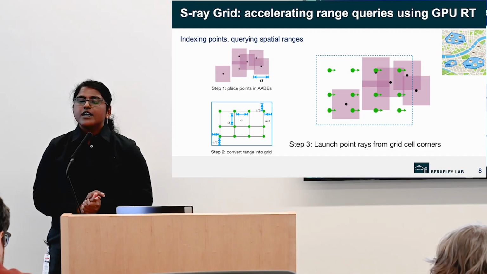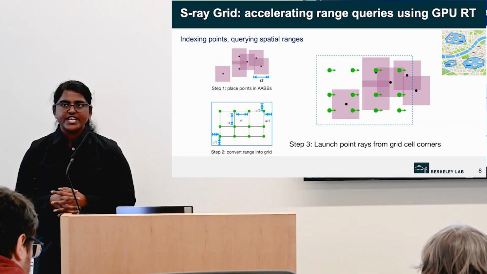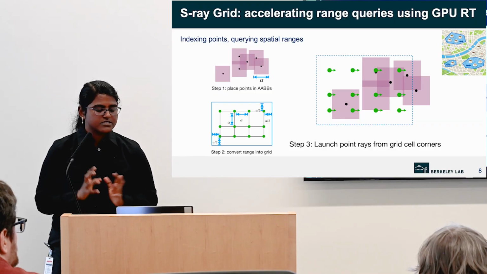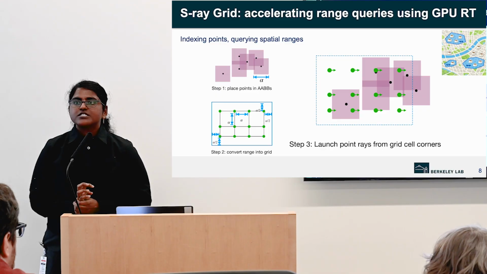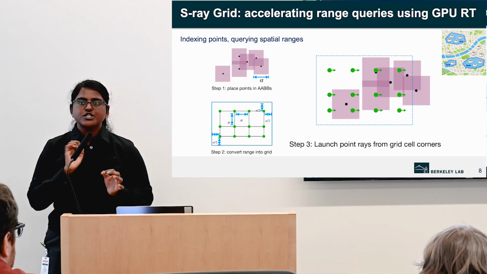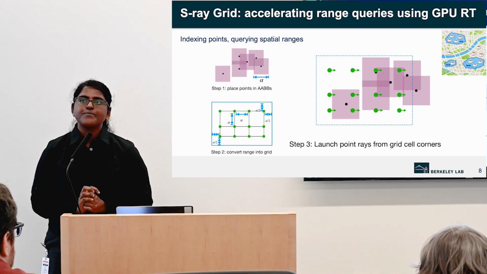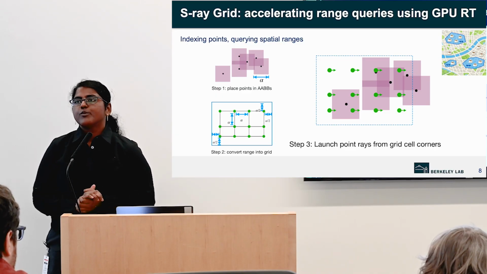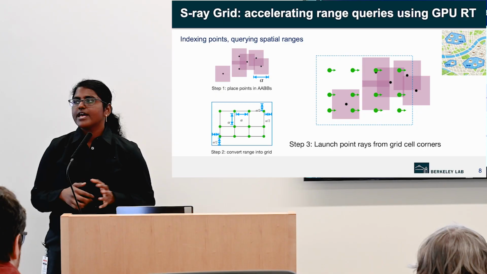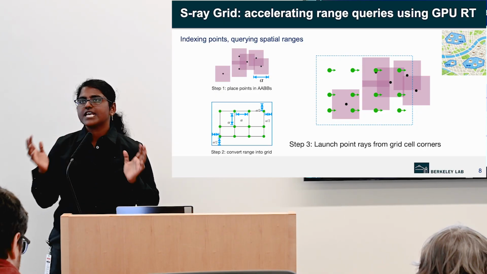And then to start the threads, we need to launch some rays. So we convert the spatial range, the polygon, into a grid, where two grid points are at most at a distance of alpha from each other. Then we shoot small rays of very small length. And when these rays hit some boxes, it means the center of the box, the points, are inside the polygon.